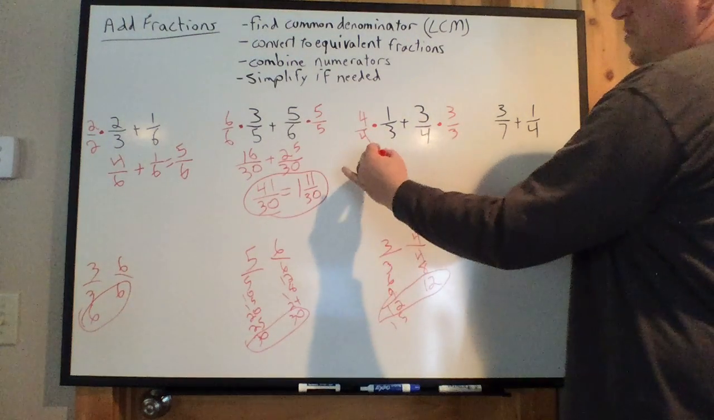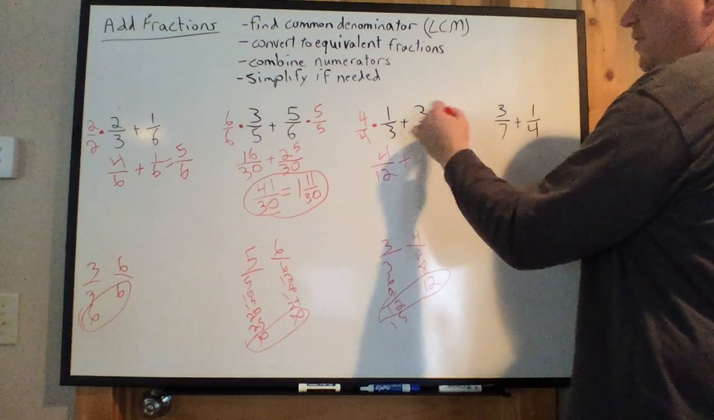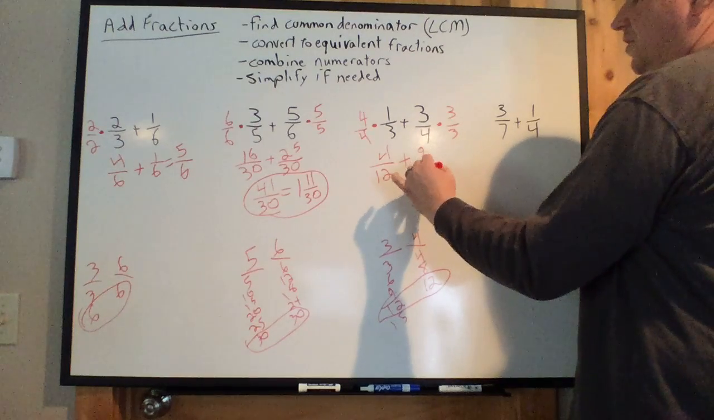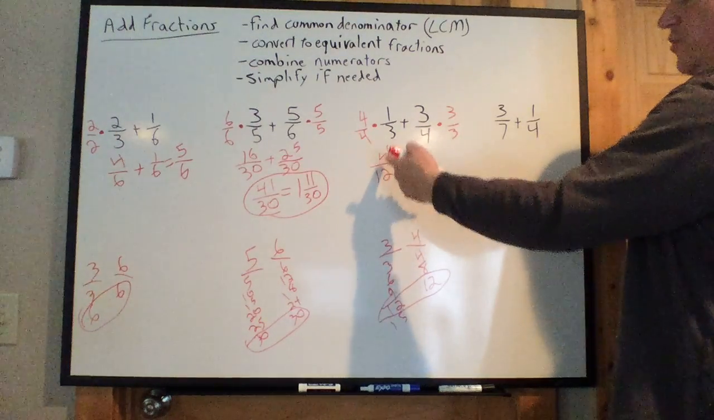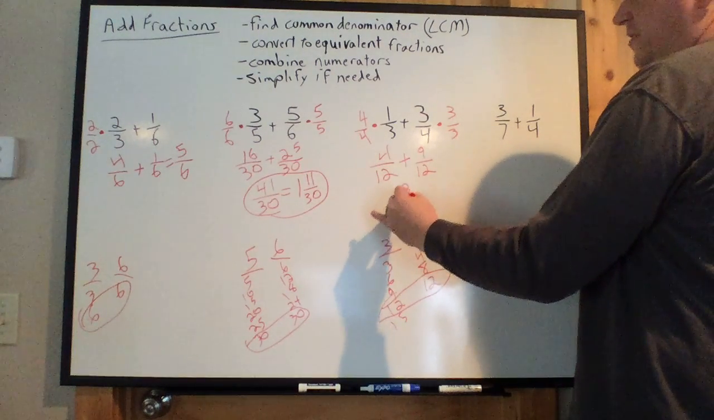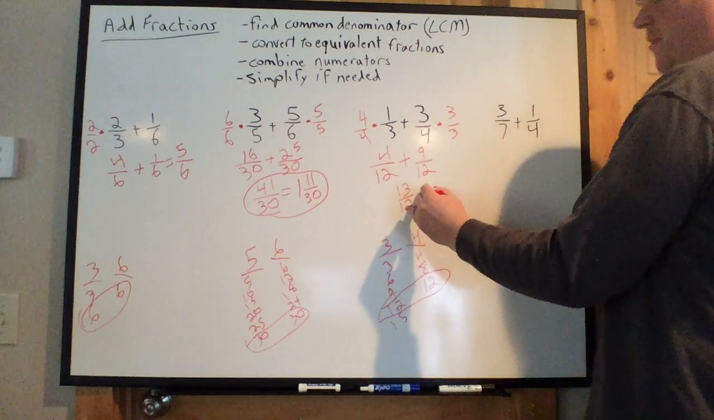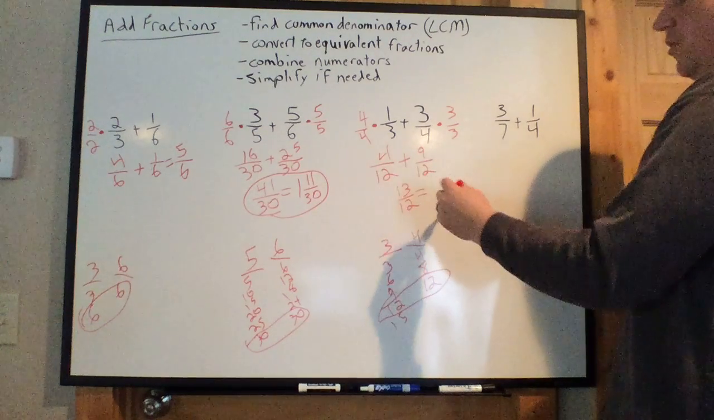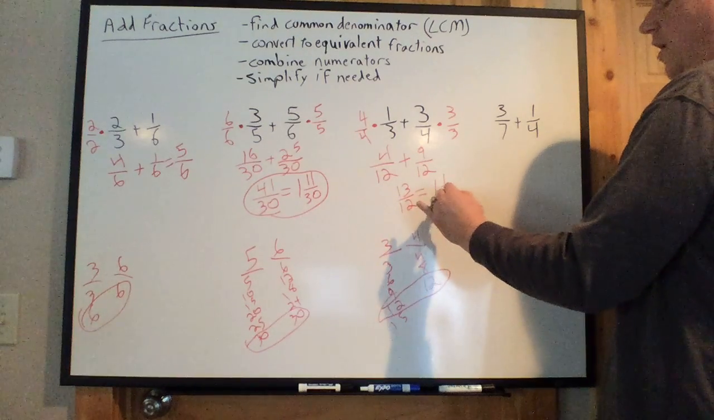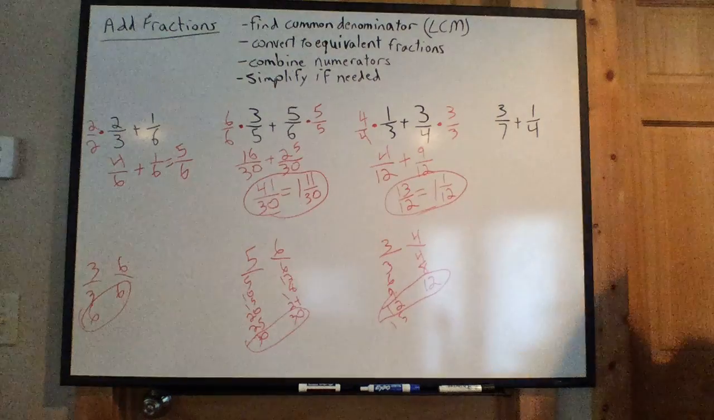4 times 1 is 4. 4 times 3 is 12. Plus 3 times 3, which is 9. And 4 times 3, which is 12. So 4 12ths plus 9 12ths. 4 plus 9 is going to give me 13 over 12, which if I converted it to a mixed number like I did earlier, 12 goes into 13 one full time with 1 left over. So again, either of those answers would be acceptable.